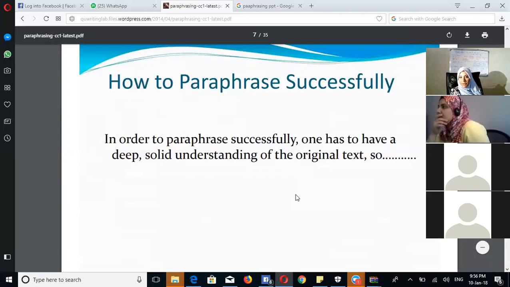In order to paraphrase successfully, one has to have a deep, solid understanding of the original text. And let me give you a very brief idea of how to paraphrase. Paraphrasing is not about adding any ideas. In paraphrasing, you're not allowed to add or omit any of the ideas given to you. You have to give the same meaning, but in different words. Do not cross out information and do not get information from your mind.